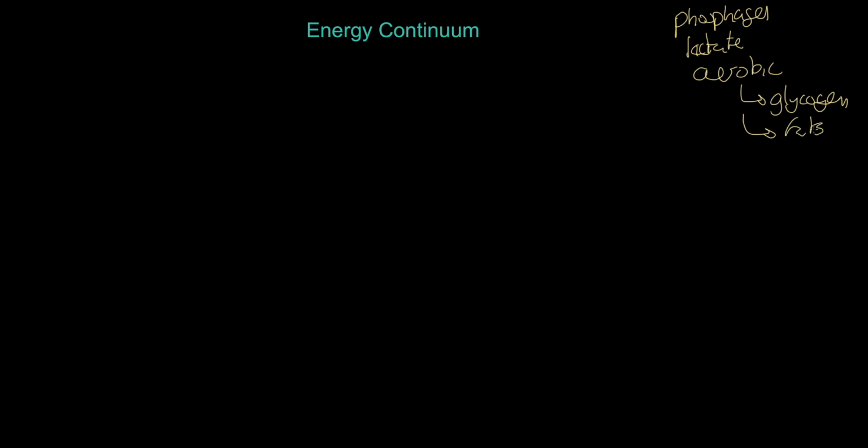Just by way of a reminder, or probably a reminder if you've watched the tutorials, I think you probably have, I just want to remind you that we have three energy systems. We have one that's called the phosphagen system. We have one that's called the lactate system, sometimes called the lactic acid, or the glycolytic system. And we have one that's called the aerobic system. And just remember that the aerobic system incorporates the oxidation of both glycogen, but also fats.